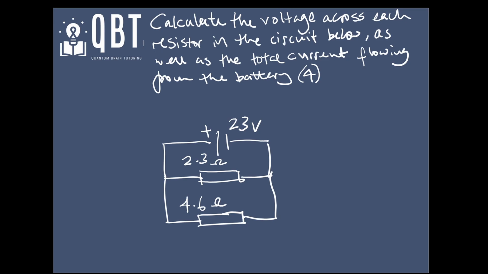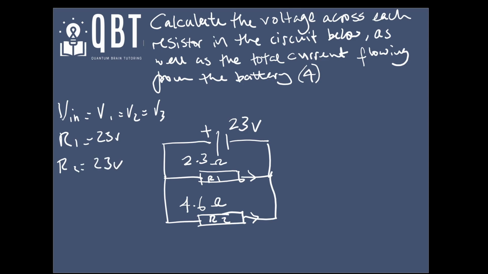The first part of the question asks us to calculate the voltage across each resistor. Because this is a parallel circuit, we know from our equation that V in is equal to V1, which is equal to V2, and so on. The voltage across each component is going to be the same, which means that if this is R1 and this is R2, resistor 1 and resistor 2, the voltage across R1 would be 23 volts, and the same applies for R2. So that's the first step.